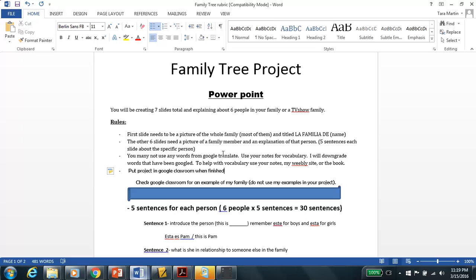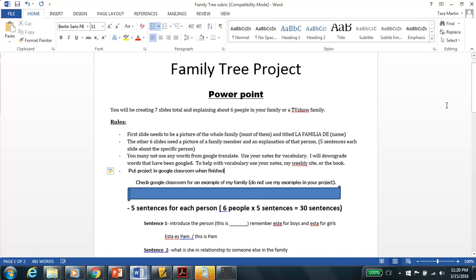And then the last thing for the rules is you need to put this project in Google Classroom when you're done. There will be a family project section in there. Along with putting that project in there, if you have any questions, I put an example of the Weasleys from Harry Potter in Google Classroom, where you're going to turn it in, that you can go back and look at to see what you can do for ideas. I don't want you to copy it, but you can get a lot of ideas from it.